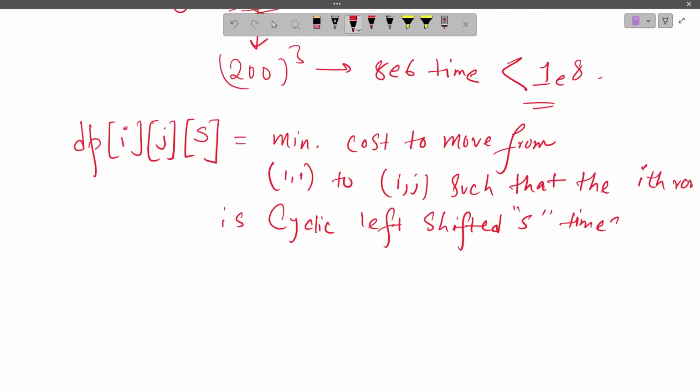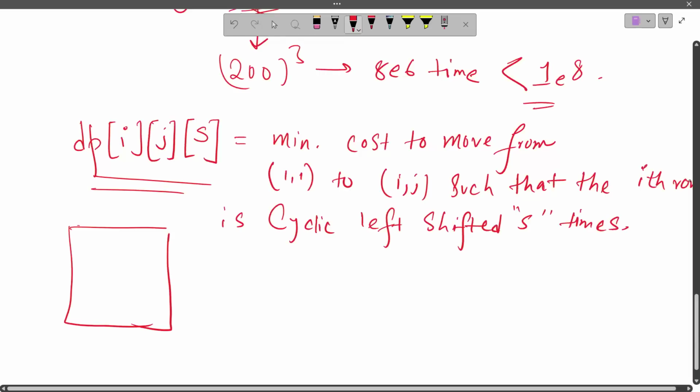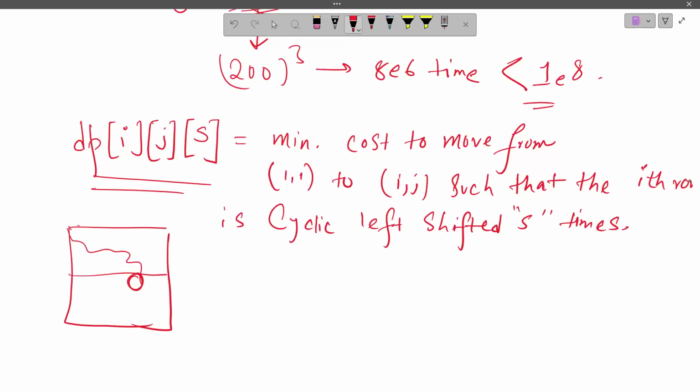So this is basically the idea of the problem, that we maintain dp i j s, where i j s represents that suppose I have this grid, and this is the cell i comma j. So what is the minimum cost to go from 0 comma 0 to i comma j, such that this ith row has been left shifted s times? So that is what our dynamic programming state represents.